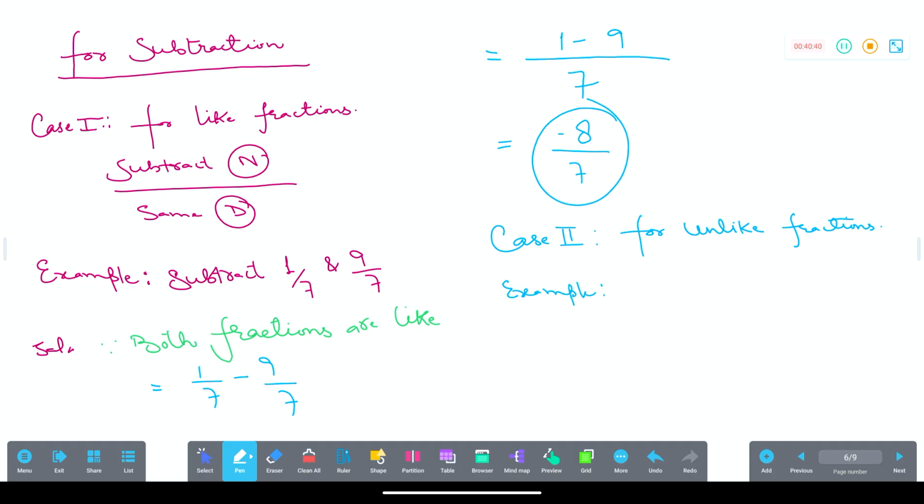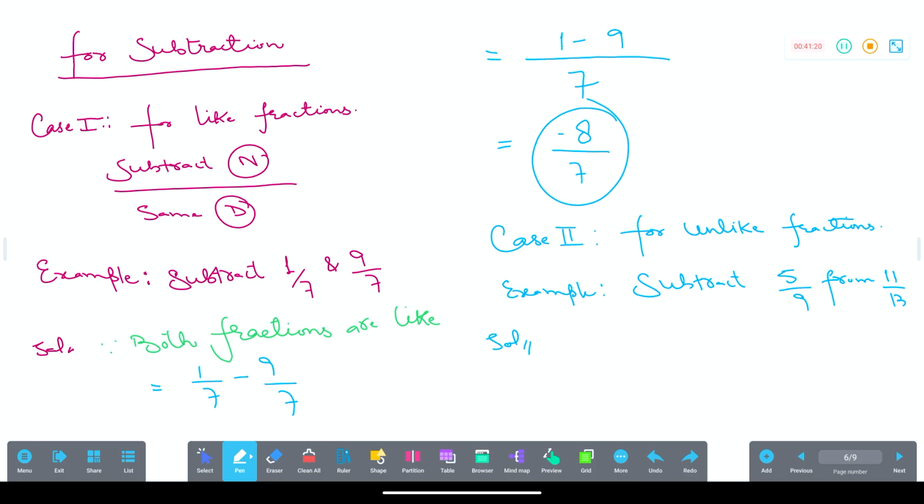For unlike fractions, let me take an example. Subtract 5 by 9 from, deliberately I am writing from, 11 by 13. You can see both fractions are unlike. So I am carrying on with the solution. Wait, sorry. What is it? Subtract 5 by 9 from 11 by 13.